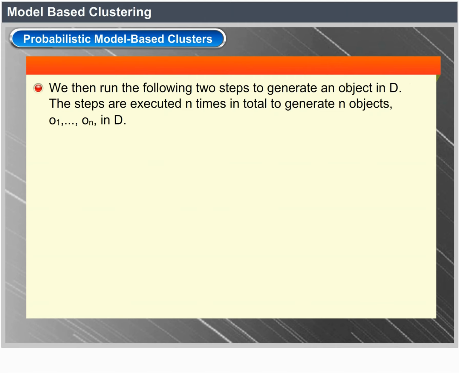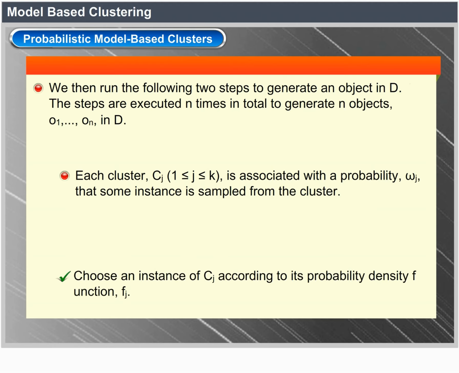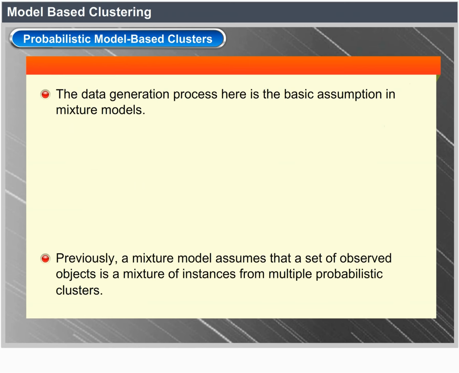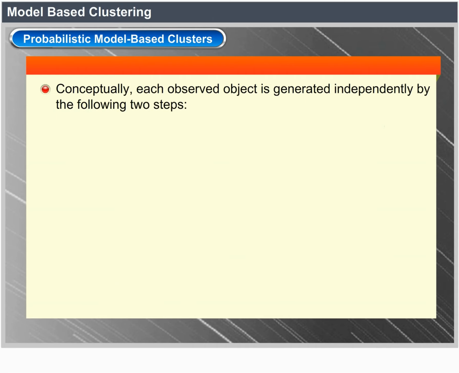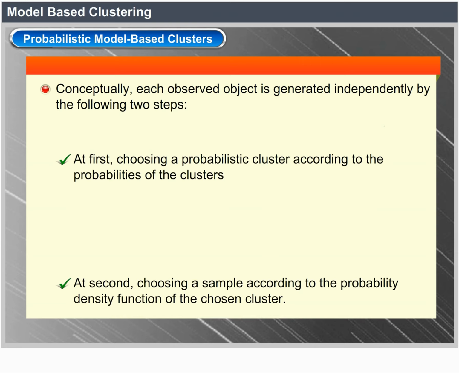Choose a cluster Cj according to probabilities omega 1 to omega k. Choose an instance of Cj according to its probability density function Fj. The data generation process here is the basic assumption in mixture models. Formally, a mixture model assumes that a set of observed objects is a mixture of instances from multiple probabilistic clusters. Conceptually, each observed object is generated independently by two steps. First, choosing a probabilistic cluster according to the probabilities of the clusters, and then choosing a sample according to the probability density function of the chosen cluster.